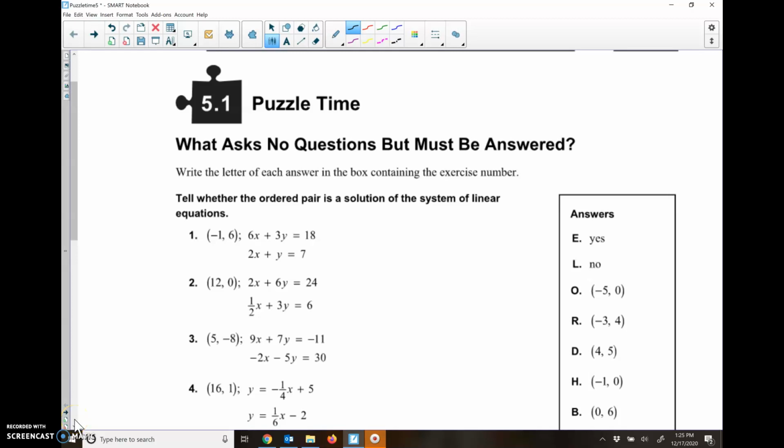Hello, this is Mr. Molo for Puzzle Time 5.1. The joke for this one is: what asks no questions but must be answered?